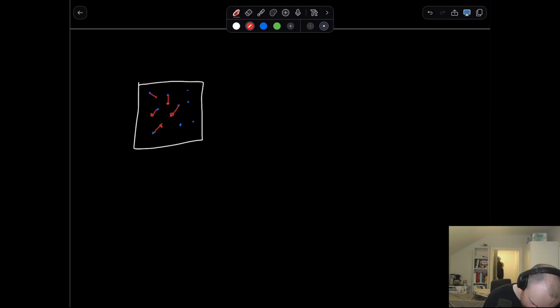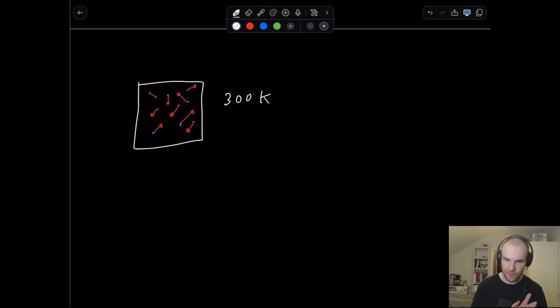This guy has a pretty big velocity, and this guy as well. Now, if I measured the temperature here, let's say I got, for example, 300 Kelvin. Actually, we think of temperature as cold or warm, but temperature actually reflects the average kinetic energy, right? It's pretty easy to think about.